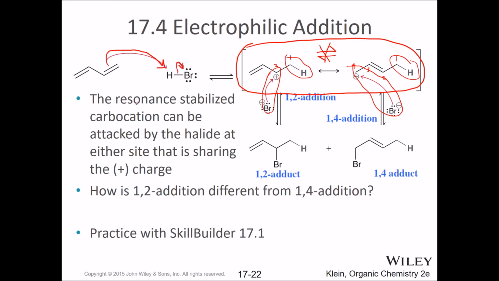So the resonance stabilized carbocation can be attacked by the halide, as I've just said, from either side, at either site that is sharing the positive charge. How is 1,2 addition different from 1,4 addition? I encourage you to stop the video now and write out a couple sentences about this. If it doesn't make sense, go back and look at the last couple slides. Practice with Skill Builder 17.1 now.